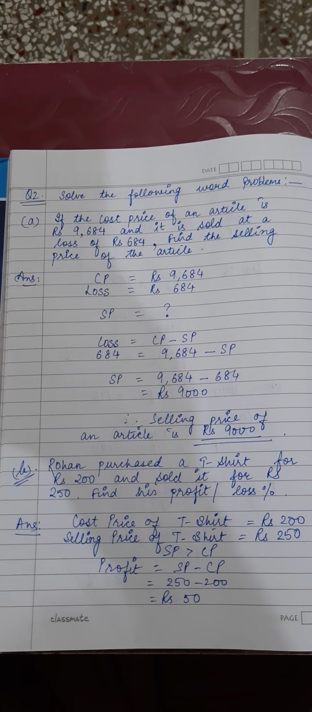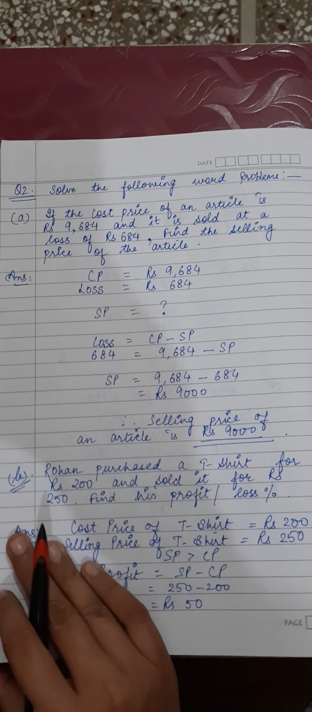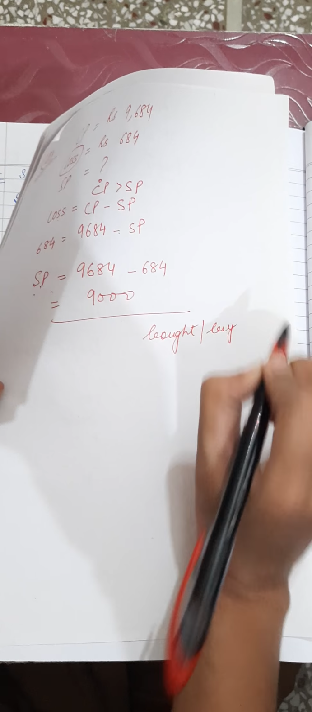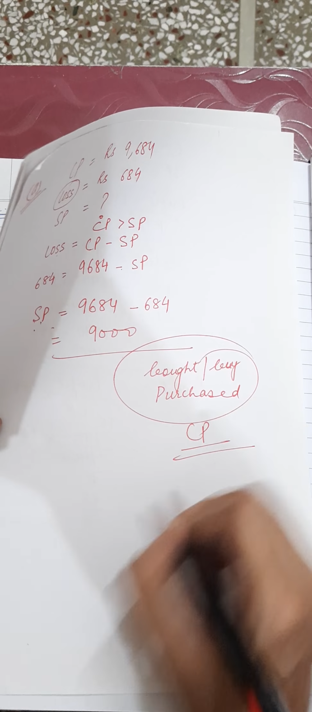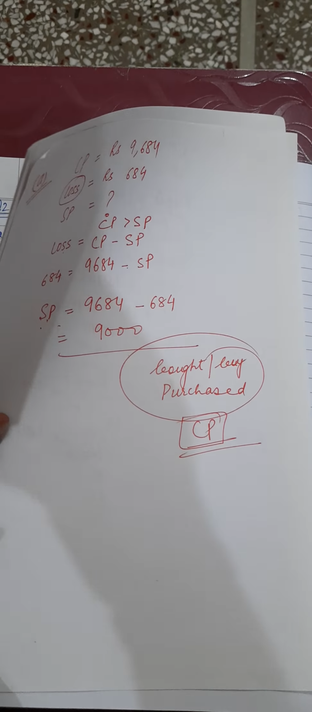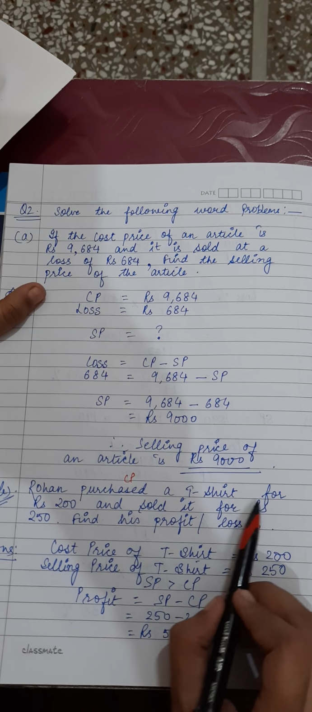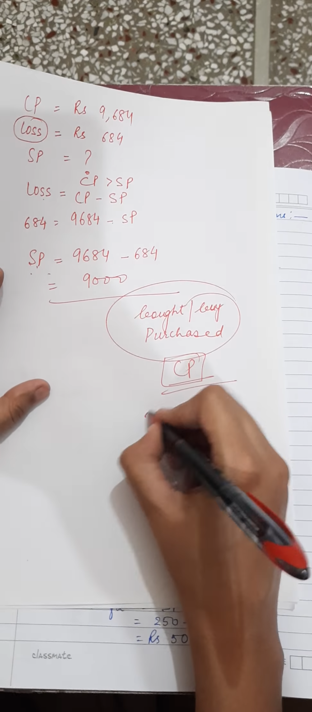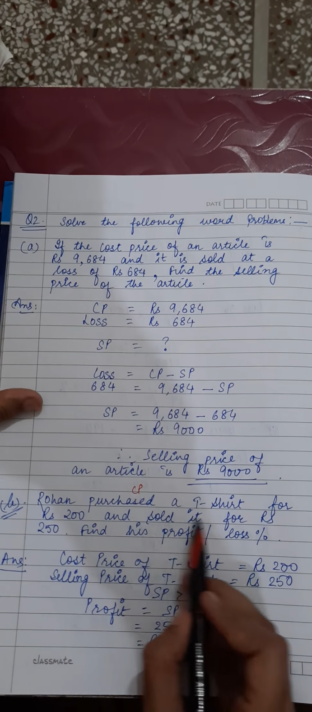Right? Now let's do B part. Rohan purchased a t-shirt for rupees 200. Now if you are going to see 2 words, first is bought or buy, or the word purchased, then the meaning of these means CP. If somebody has purchased or he has bought, that means CP. So Rohan purchased, that means CP of a t-shirt for rupees 200 and sold it. And sold means SP. When you see the word sold, that means it is going to be SP. Okay. And sold it for rupees 250.